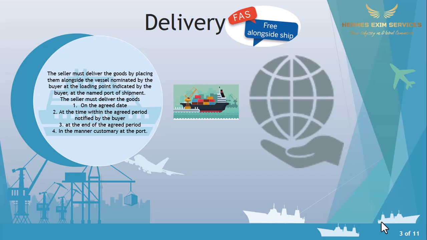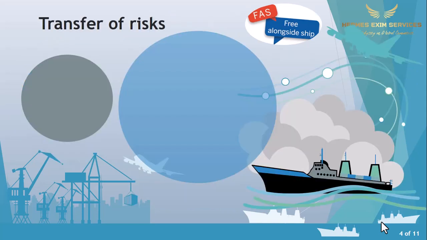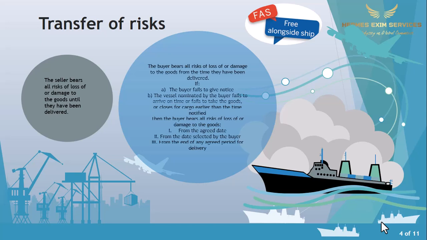If no specific loading point has been indicated by the buyer, the seller may select the point within the named port of shipment that best suits his purpose. The buyer must take delivery of the goods when they have been delivered. Under FAS, the seller bears all risks of loss of or damage to the goods until they have been delivered. The buyer bears all risks of loss of or damage to the goods from the time they have been delivered.